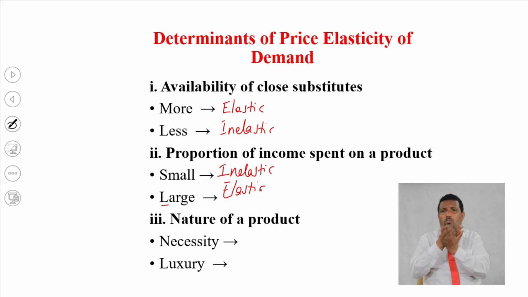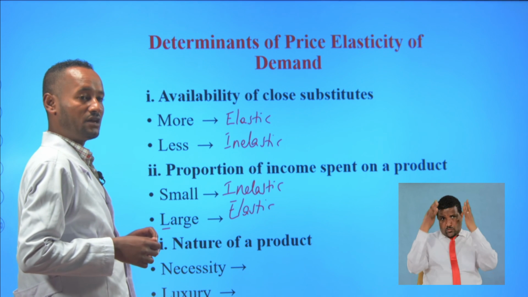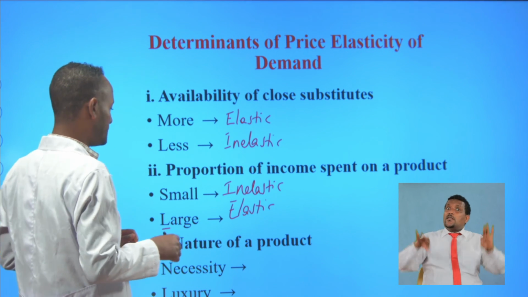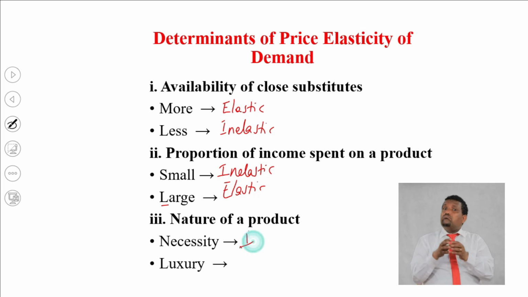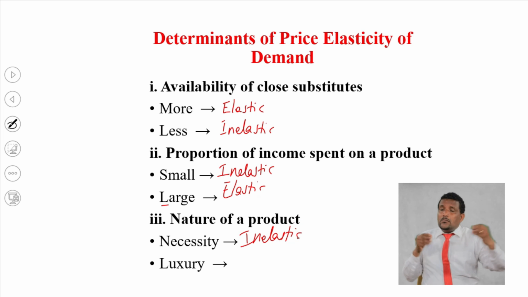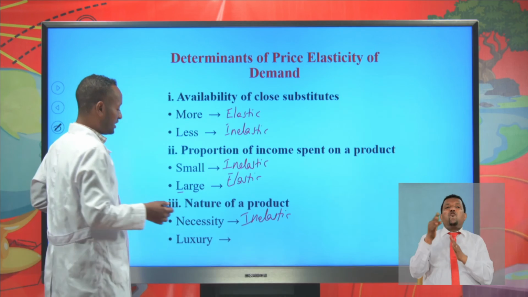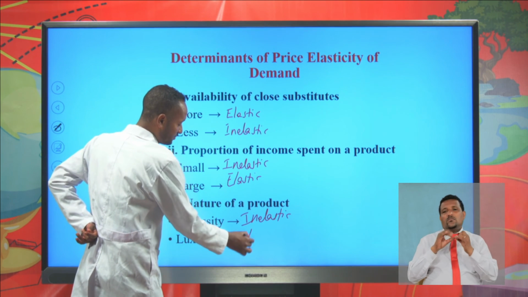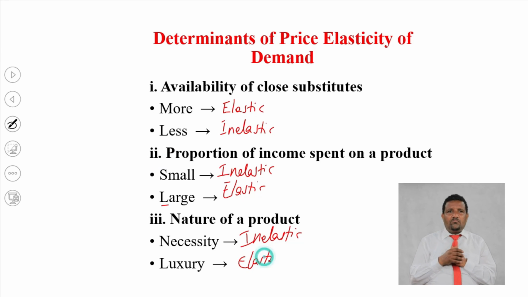Nature of a product is also another determinant. The demand for necessities is generally inelastic. For example, food. The demand for food is generally inelastic, but the demand for luxuries is generally elastic. That means we will be more sensitive to changes in the price of luxuries.